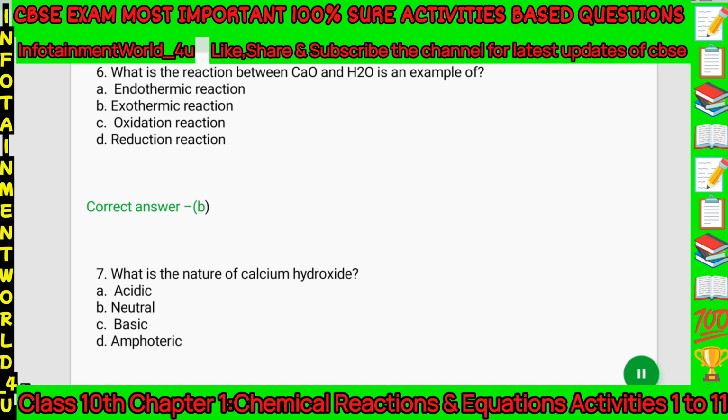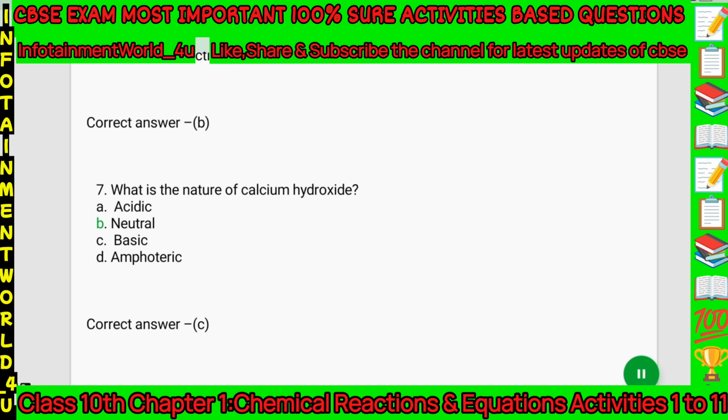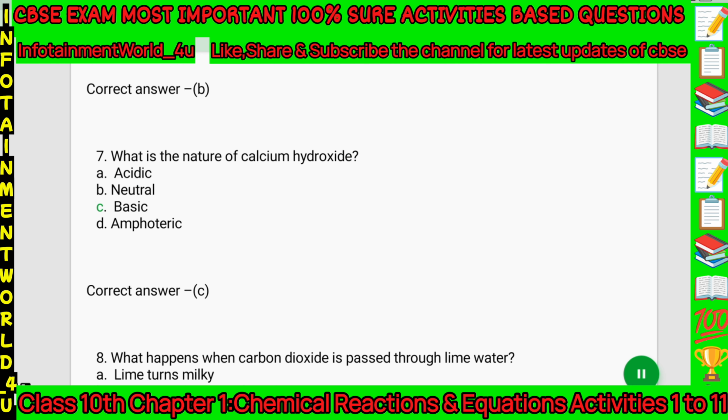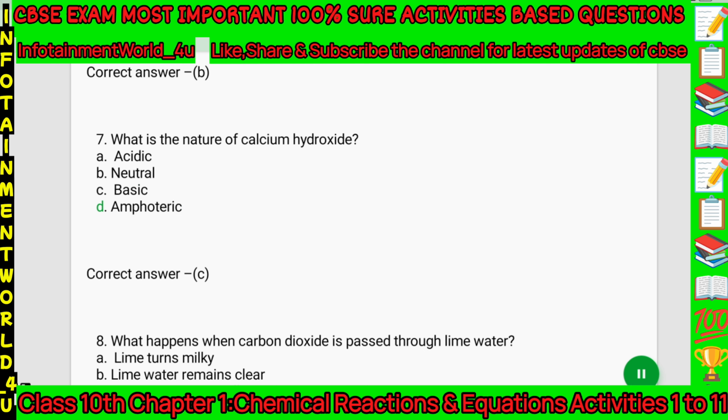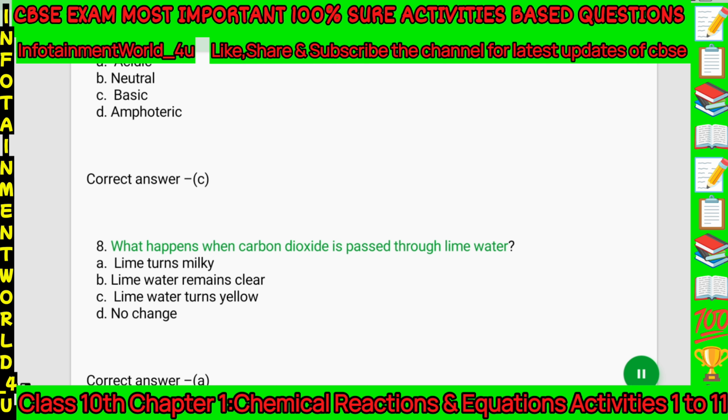Correct answer B. 7. What is the nature of calcium hydroxide? A. Acidic. B. Neutral. C. Basic. D. Amphoteric. Correct answer C. 8. What happens when carbon dioxide is passed through lime water? A. Lime water turns milky. B. Lime water remains clear. C. Lime water turns yellow. D. No change. Correct answer A.